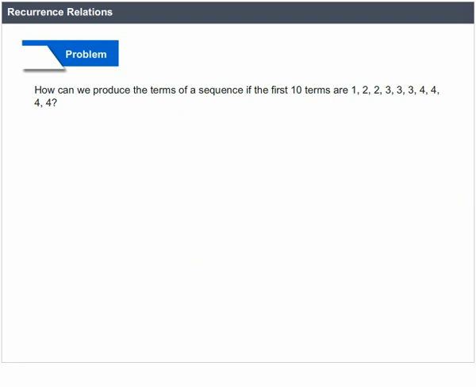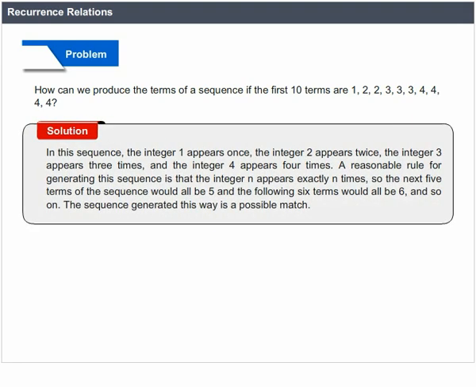How can we produce the terms of a sequence if the first 10 terms are 1, 2, 2, 3, 3, 3, 4, 4, 4, 4? Solution. In the sequence, the integer 1 appears once, the integer 2 appears twice, the integer 3 appears 3 times, the integer 4 appears 4 times. A reasonable rule for generating this sequence is that the integer n appears exactly n times. So the next 5 terms of the sequence would all be 5, and the following 6 terms would all be 6, and so on. The sequence generated this way is a possible match.